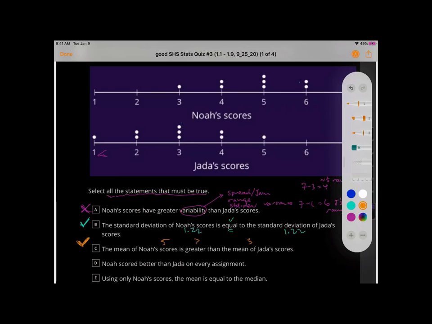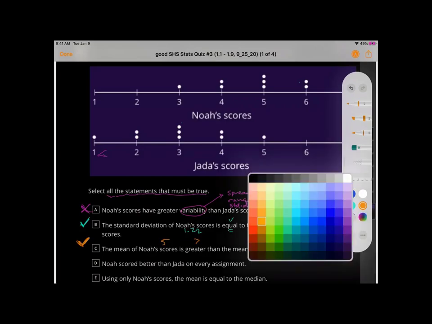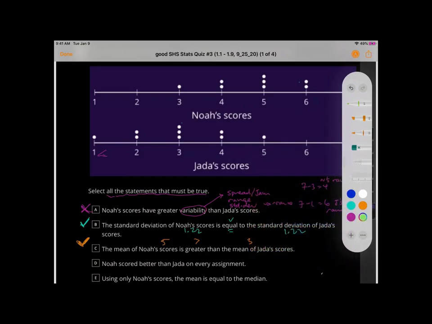All right, let's try another one. Noah scored better than Jada on every assignment. Okay, so every is an absolute word. So for example, just pick a score like 3. But does that beat Jada's score of a 5? Is 3 greater than 5? That would be false. So I'm even using math and the visuals, right? 5 is higher than 3, but better means that Noah's score should be bigger than 5. It's not, so that's false.